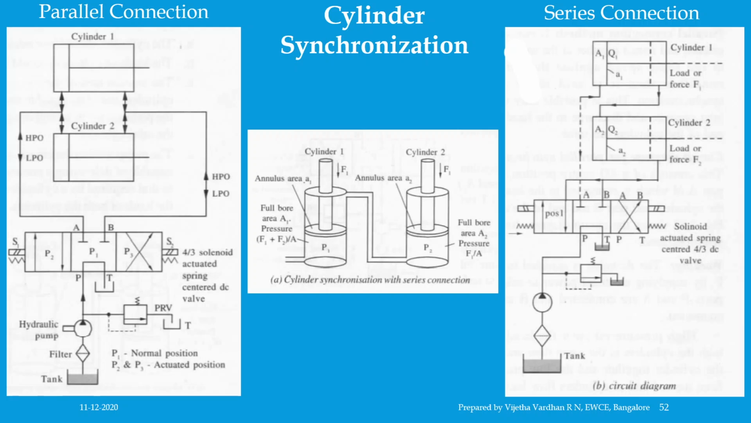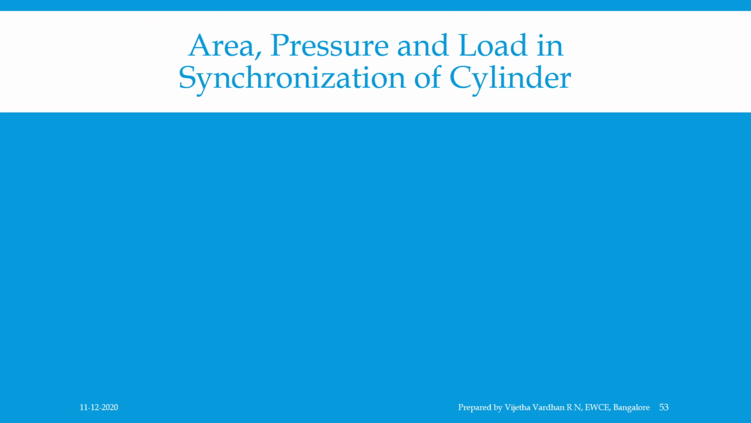Now, to understand series synchronization more clearly, we will look at area, pressure, and load in the synchronization of the cylinders. Let capital A1 and small a1 be the effective areas of the head end and the rod end of cylinder 1 respectively. Similarly, capital A2 and small a2 be the effective areas of the head end and the rod end of cylinder 2 respectively.